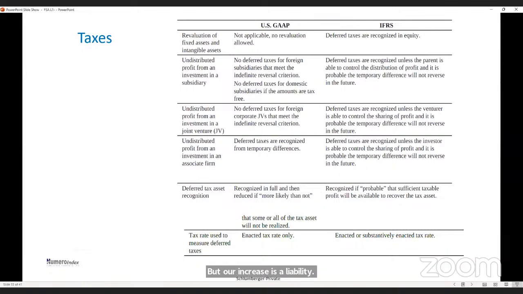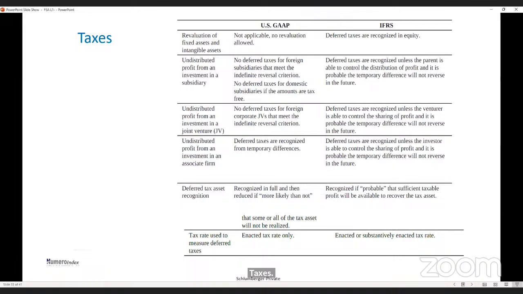All right. So if you look at the difference here, revaluation of fixed assets and intangible assets, under US GAAP it is not allowed. No revaluation is what? Allowed. Under IFRS, it will give rise to what? Deferred taxes. Like I said, you have to look at the direction of the question. Is it making them pay higher taxes now or lower taxes?